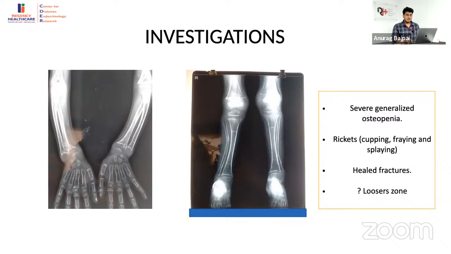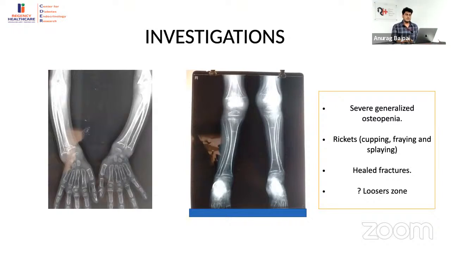What are Looser zones? The lucent lines that you are seeing, like the white line, these are the Looser zones. Some areas look like this, and these are the Looser zones, and there are healed fractures. So this suggests that it's not just a disease localized to the growth plate. It is a generalized bone defect, and it looks more like generalized demineralization. This is what you then need to start considering.